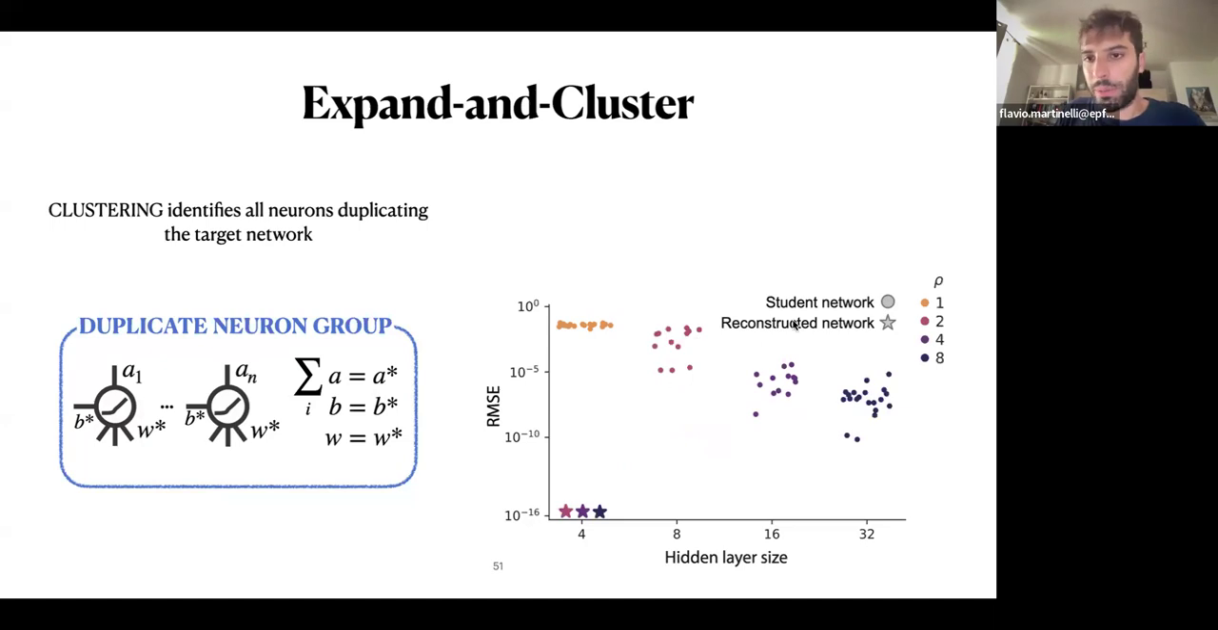So this can be done at different levels of overparameterization, and you can see these stars are the reconstructed networks. They all have the same size. The clustering procedure always finds 4 clusters, and then they manage to reach the global minimum.